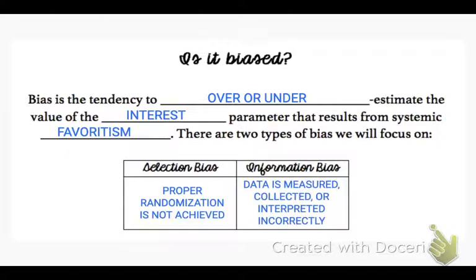And then information bias is that the data that's actually measured or collected or analyzed, none of that is done correctly. Just meaning that somebody made a mistake, somebody didn't really think about or conduct the proper tests, or they didn't make the right statement at the end.